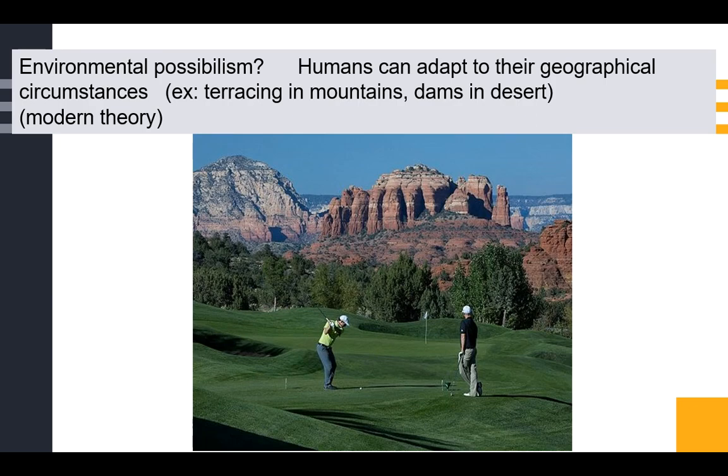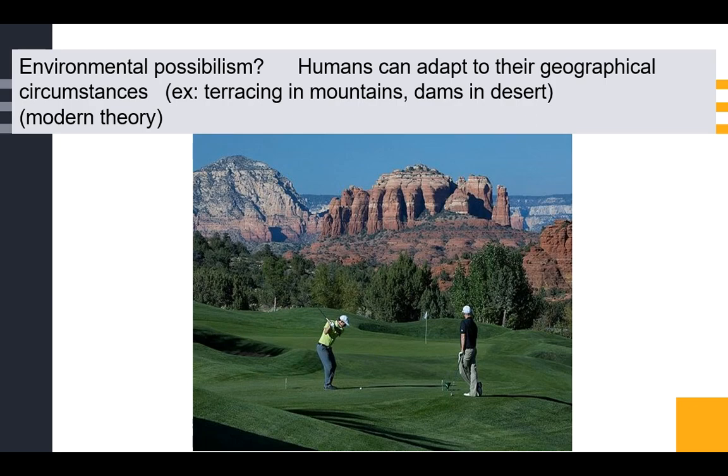So if you live in a desert and you manage to create a golf course, that would be an example of possibilism. That things are possible. Wealth is possible. To thrive in bad geographical environments is possible due to human ingenuity. So building a golf course in the desert would be an example of that. Building a dam in the desert so you can have a lake and agriculture and electricity, that's an example.